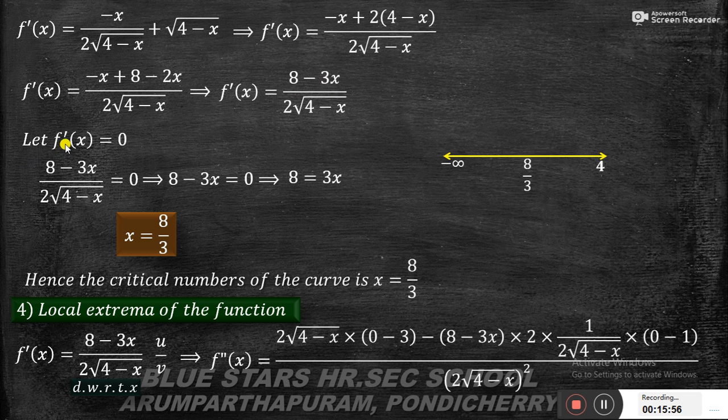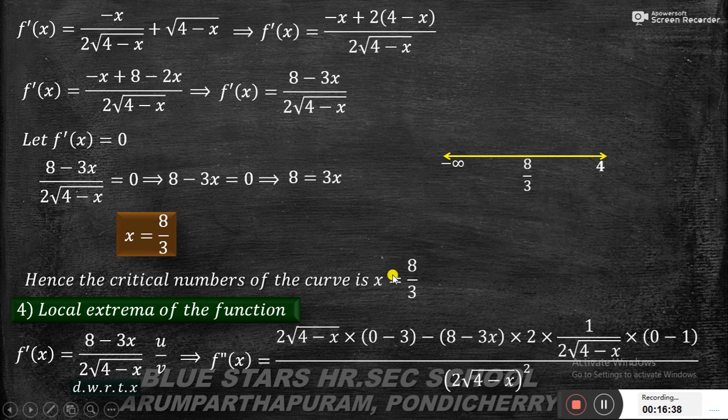Now we find out the critical points. The critical point condition is f dash of x equal to 0. So we found the f dash of x. F dash of x equal to 8 minus 3x by 2 into square root of 4 minus x. Therefore 8 minus 3x by 2 into square root of 4 minus x equal to 0. So just multiply the denominator into the 0, so equal to 0. So 8 minus 3x equal to 0. So the next step, this minus 3x we write on the RHS. So 8 equal to 3x. So x equal to 8 by 3. So this is the value. Hence the critical number of the curve is x equal to 8 by 3.